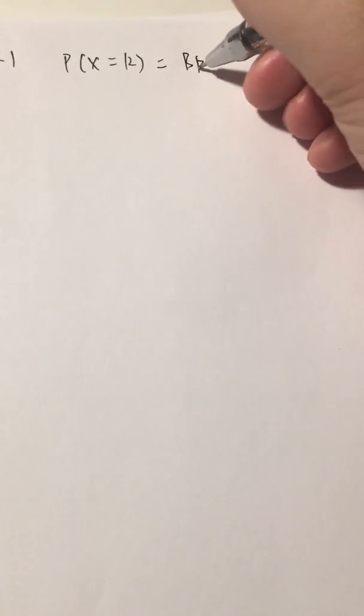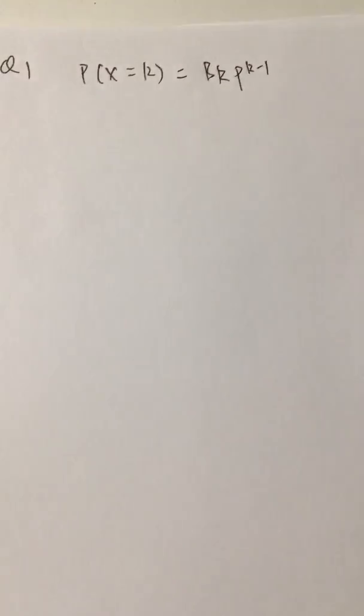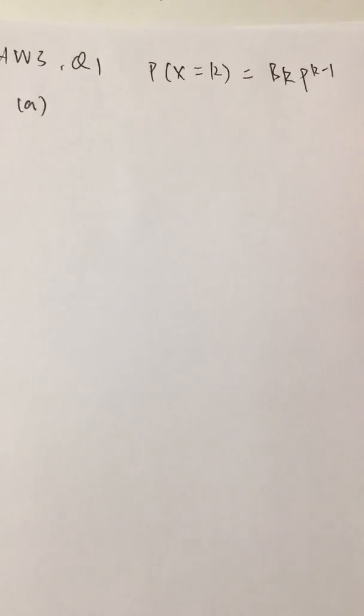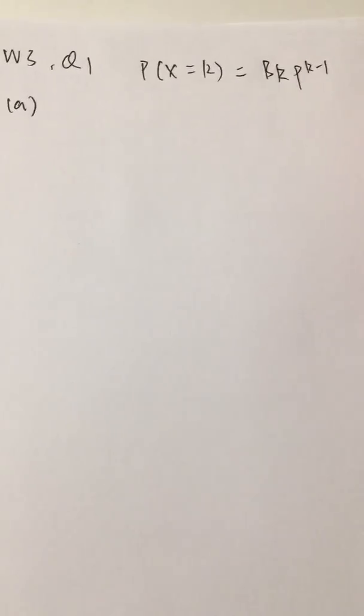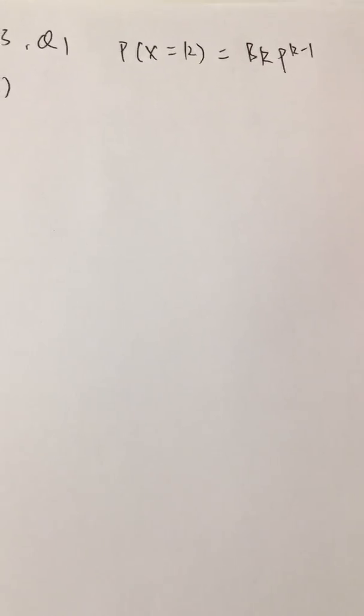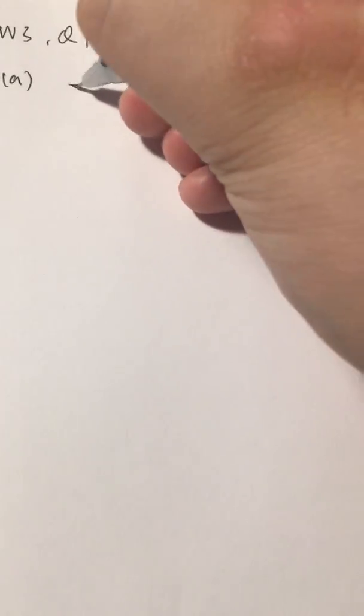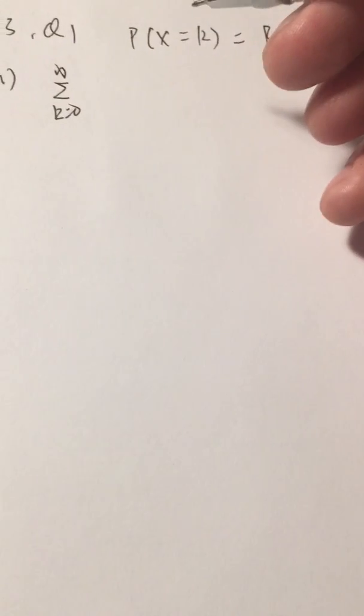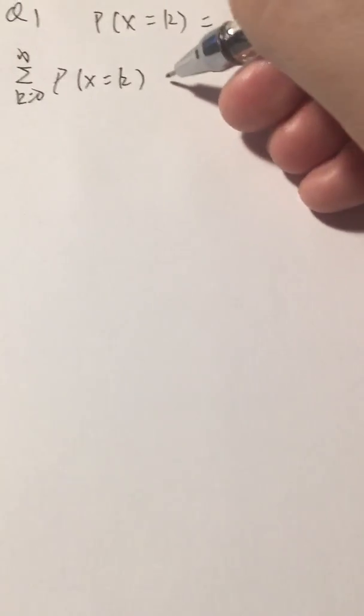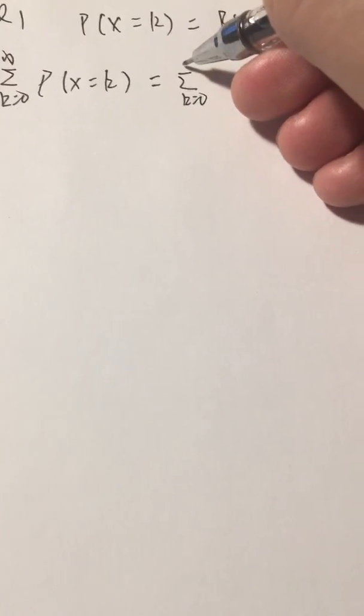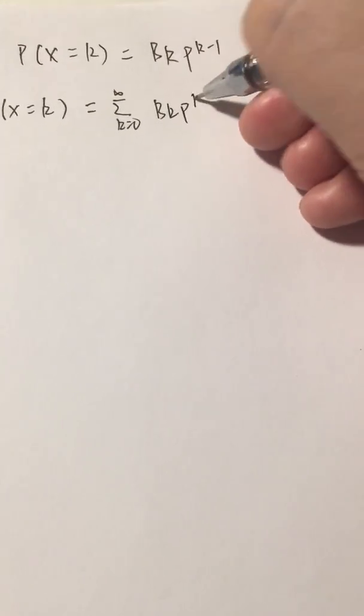In this question we get the probability of X equals k is b k p to the power k minus 1. For the first question, we want to find b such that this represents a probability mass function, which means the sum from k equals 1 to infinity of the probability, the sum of b k p to the power k minus 1, is 1.